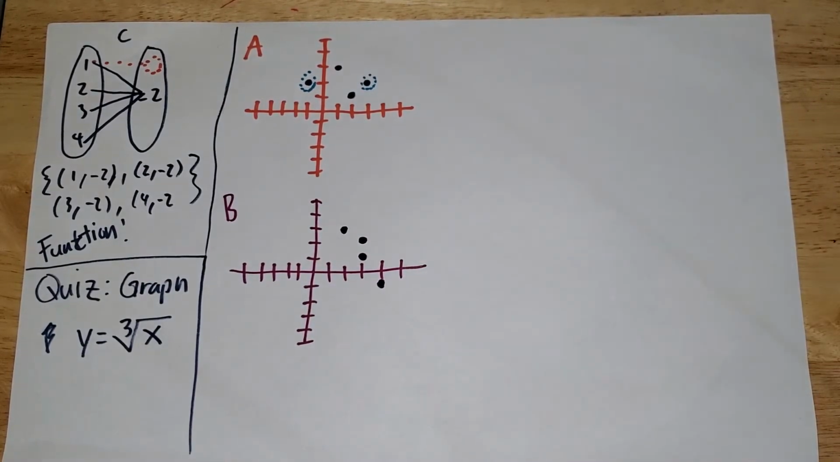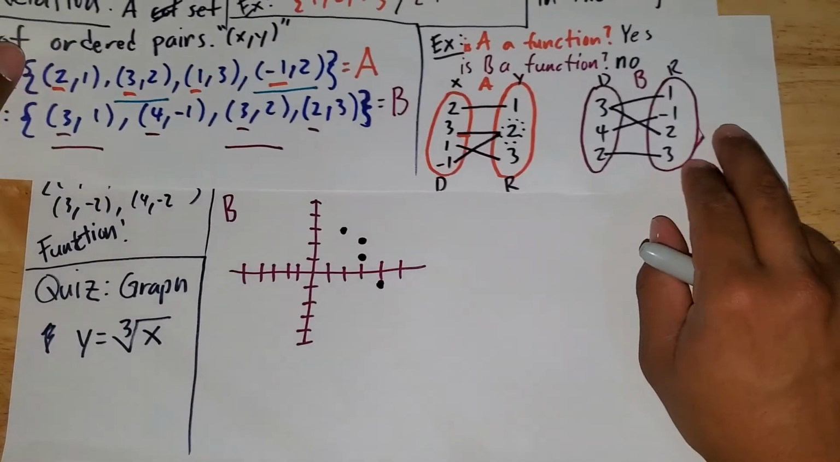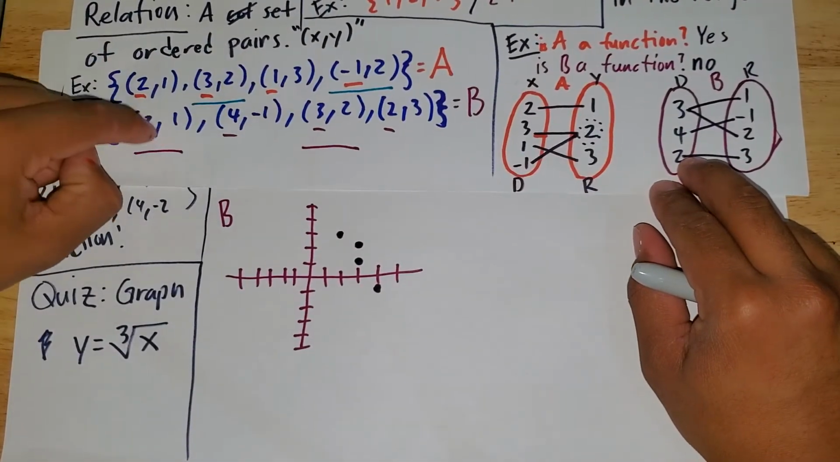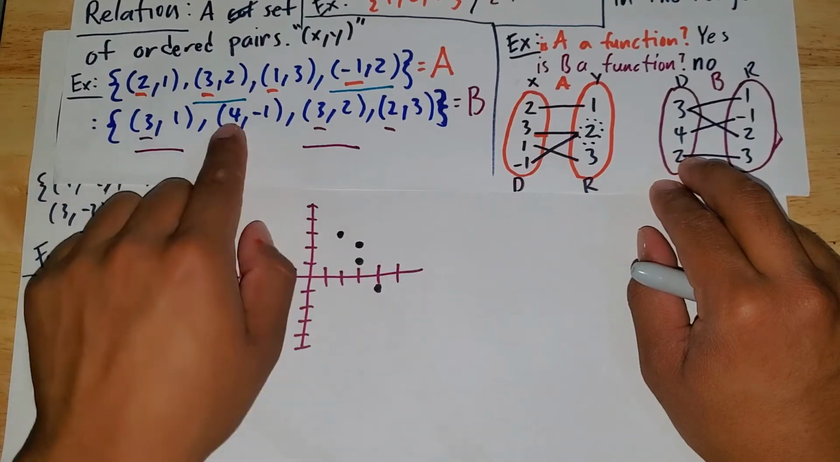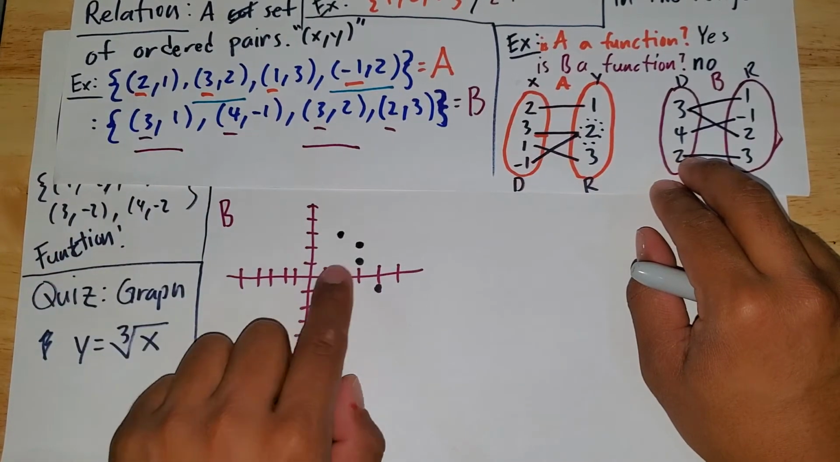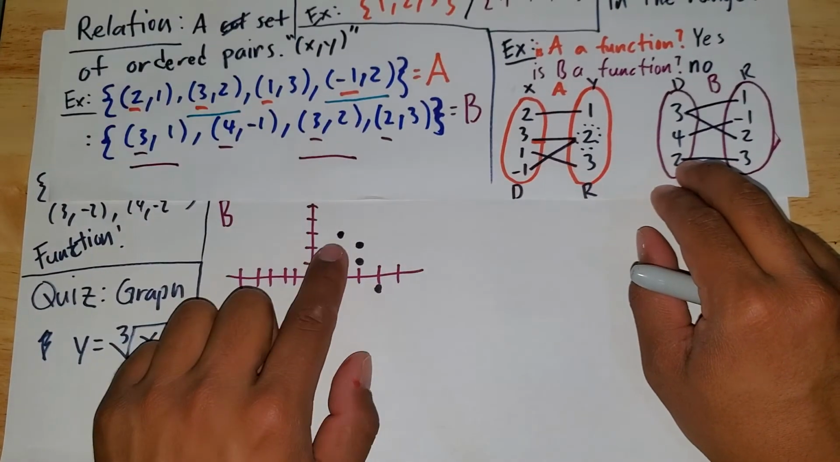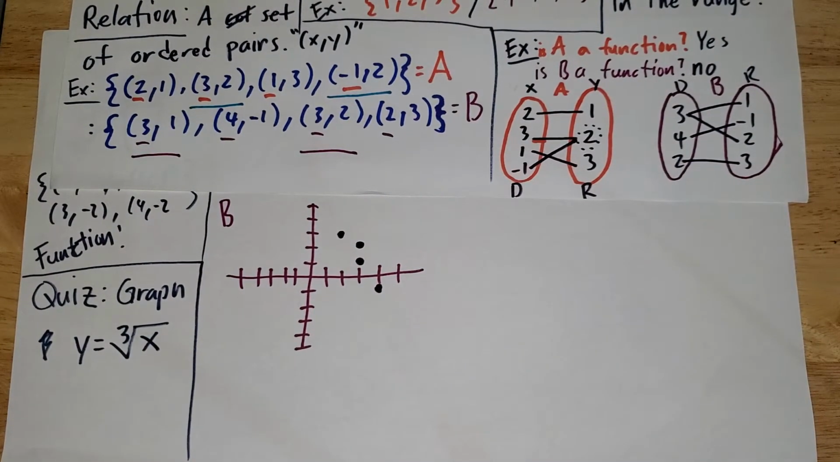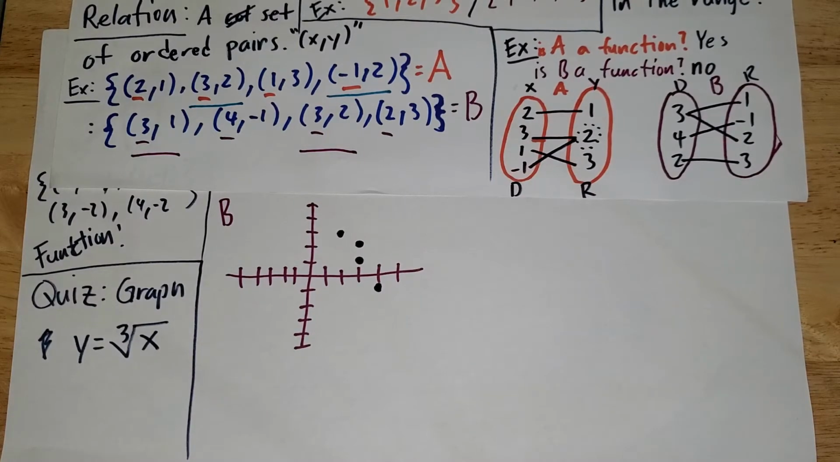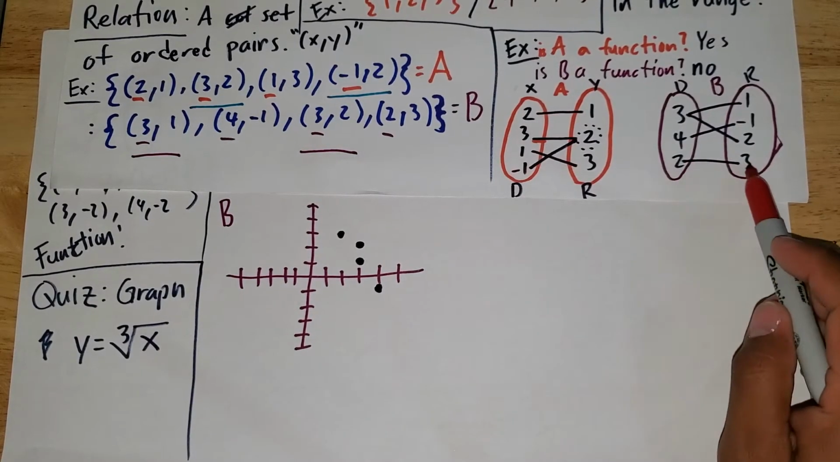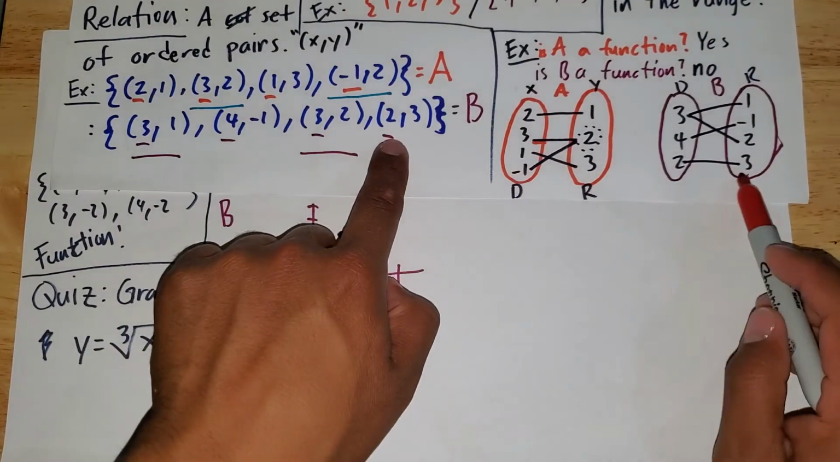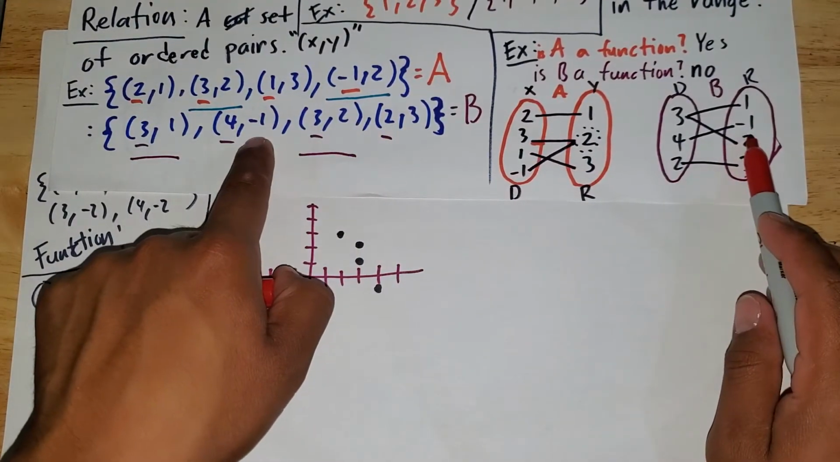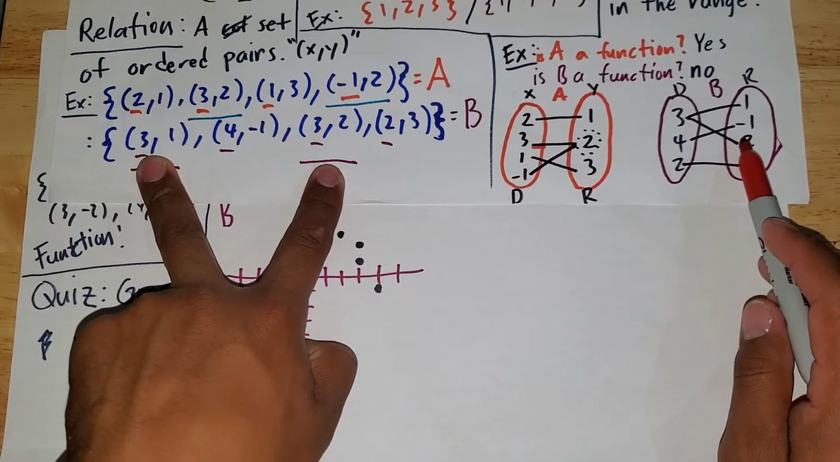So if we're looking here, let me go back to this one. Now, here there was 3, 1 is this one. 4, -1 is here. 3, 2 is here. And 2, 3 is here. But we know this one was not a function. And it wasn't because of the 4, it wasn't this ordered pair. That was perfectly fine. 4 to -1 was perfectly fine. The issue was these two.